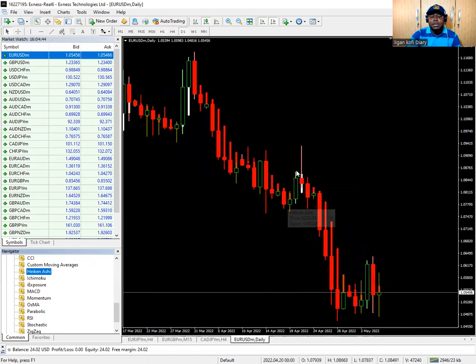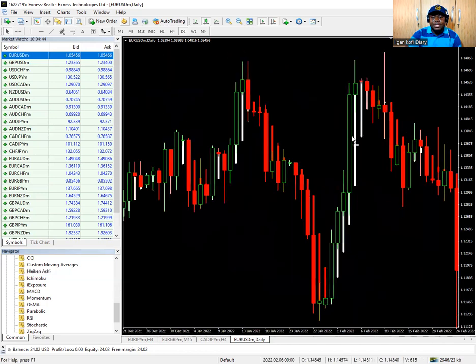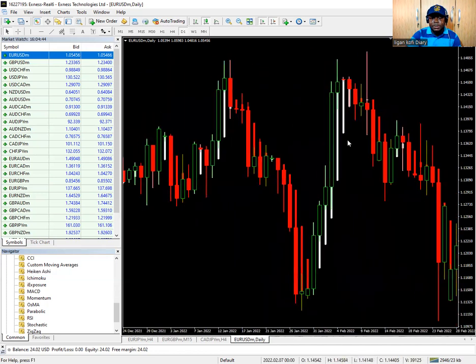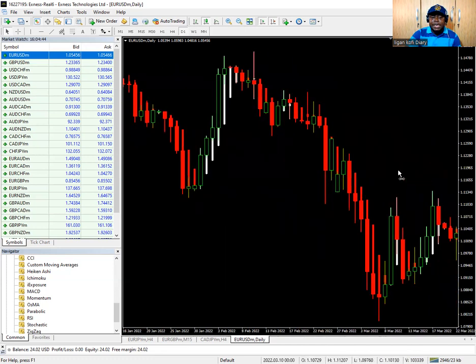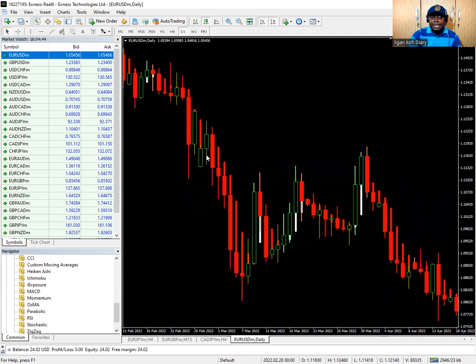It actually changes the color of the candles, okay? And the colors are two. It's either you are seeing red candles or white candles. So when you see the white, it means a buy trend or a buy market. And when you see red candles, it's also to tell you that it is a sell trend.